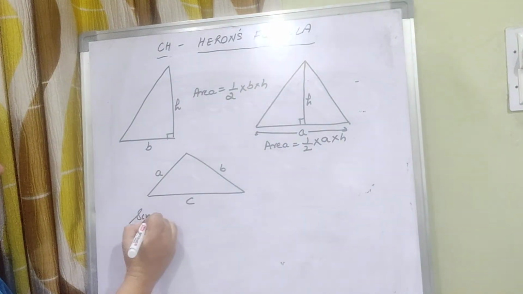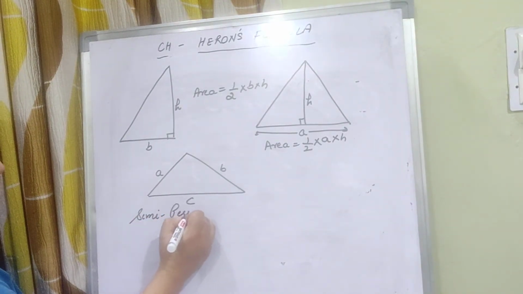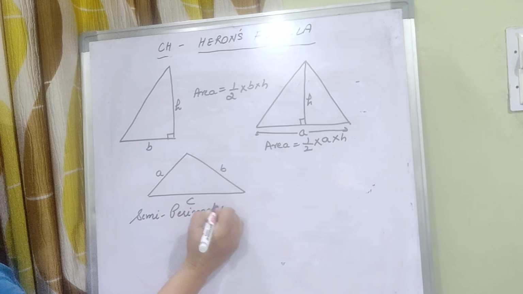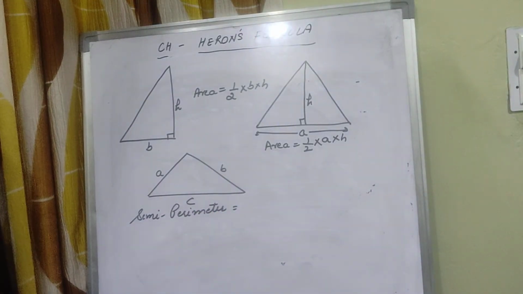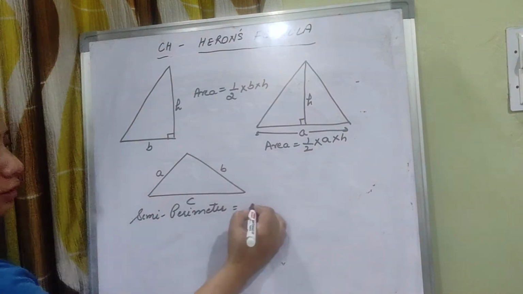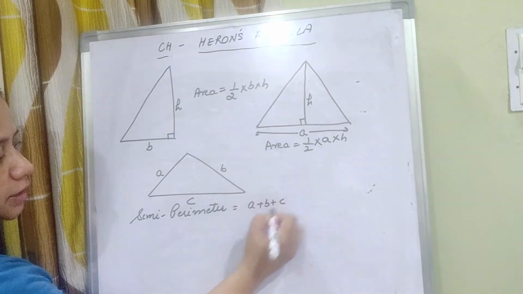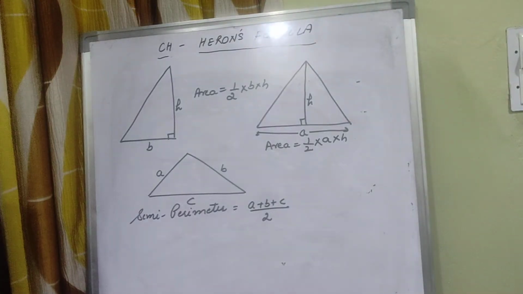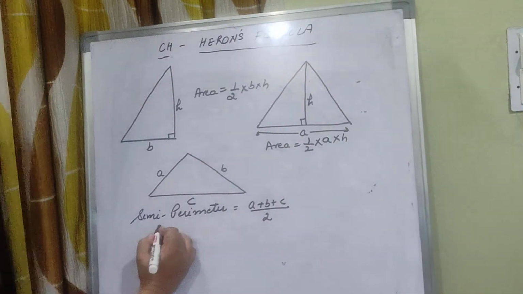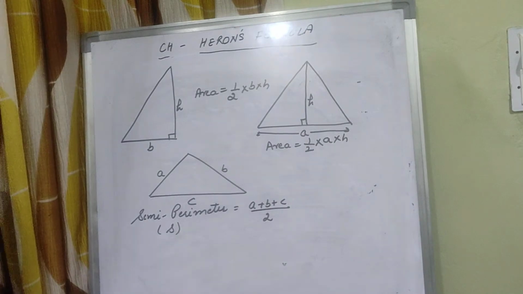Now what is semi-perimeter? Perimeter means sum of all sides. Semi means half. So half of the sum of all sides. A plus B plus C is the perimeter. If we divide it by 2, it will become half of the perimeter. So it is called the semi-perimeter and it is denoted by the alphabet S.